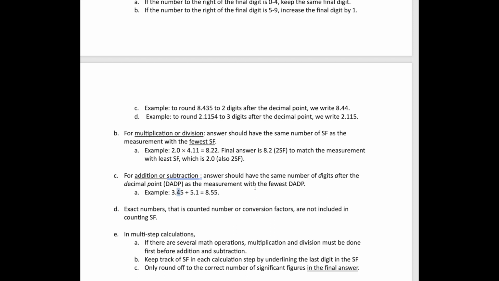This one right here, how many DADP do you have? 3.45, so there's 2. And then what about this one right here? There is 1 DADP. Well, the fewest DADP is 1, so my final answer should also have 1 DADP. The final answer should be 8.6, right? Why 6? Because it's 8.5, and you want to round it to this first position, but the next digit is 5.